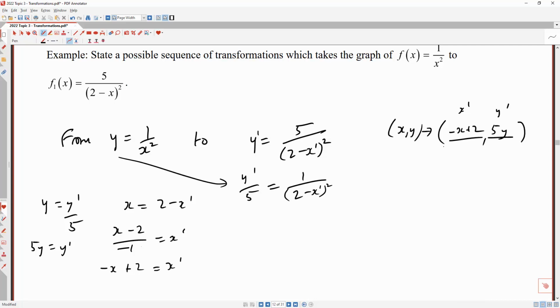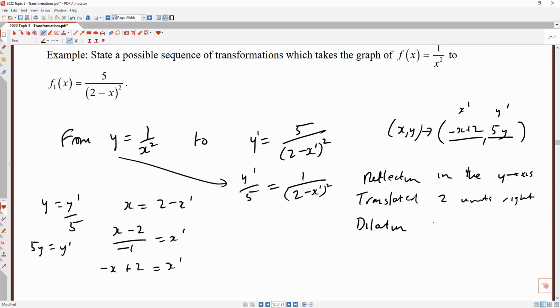Okay, so let's write down what these transformations are. Remember, I usually start with x and write those transformations. So starting with x, I can see the first thing that was done to x was it was negated. So we write that as a reflection in the y-axis. This means we've been translated 2 units right. Over here, we've got y being multiplied by 5. So we're going to say that this is a dilation factor 5 from x-axis.